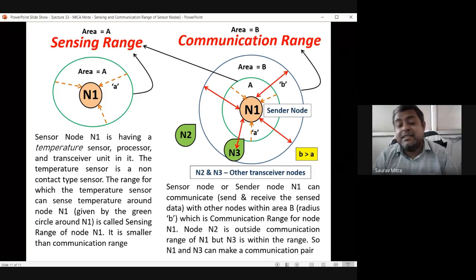Whatever sensed temperature data node N1 collects within area A will be communicated to node N3. N3 may be a routing node, and through N3, N4, N5, the N1 data will go to the base station or sink node. So N1 and N3 can make a communication pair, but N1 and N2 cannot, because with this radius small b, N3 falls within the communication range of N1, but N2 falls outside it. So there is a sensing range and a communication range. In most cases, the communication range can be controlled by a hardware accelerator, and generally the sensing range is less than the communication range.